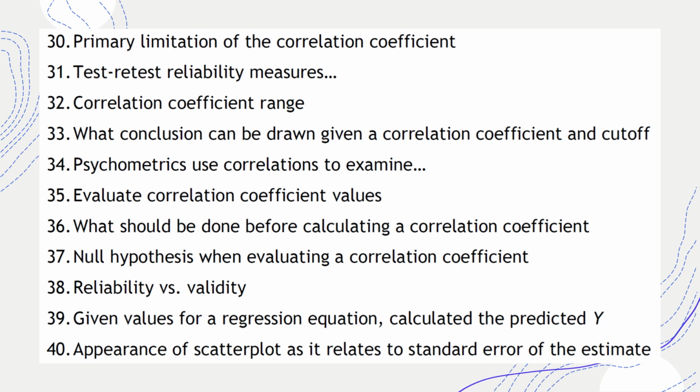See, 34. Psychometrics use correlations to examine, well, the two main things that we use those correlations for, if you're trying to see if a test is worth anything, reliability, validity. Okay. So.